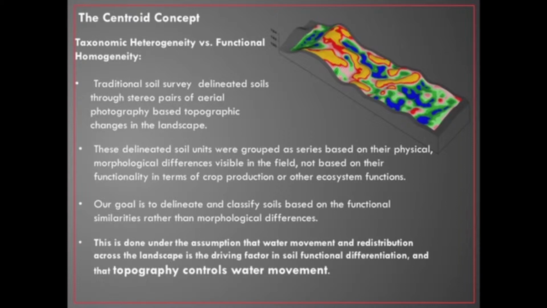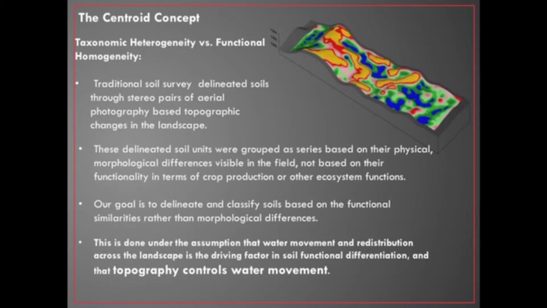Our objectives are functional groupings, whereas if we just divided ourselves up by how we look, we'd lose a lot of what type of scientists we actually are. So our goal is to delineate and classify soils based on functional similarities rather than morphological differences. This is done under the assumption that water movement and redistribution across the landscape is the driving factor in soil functional distribution, and that most importantly, topography is controlling water movement.